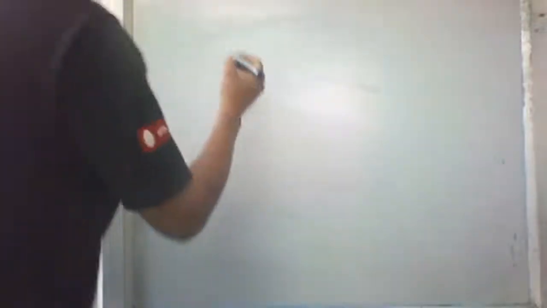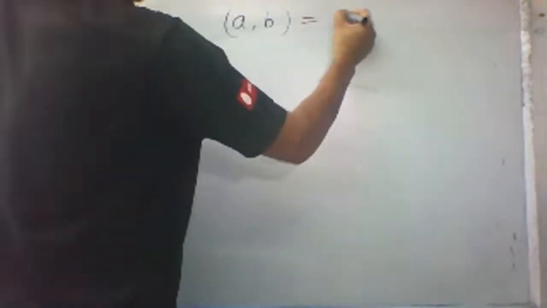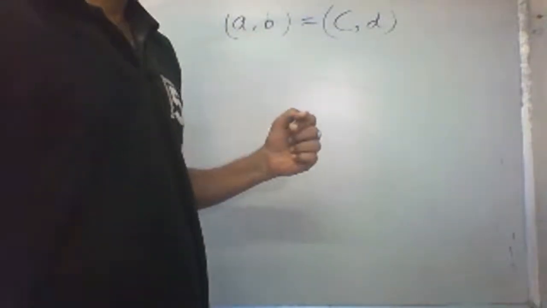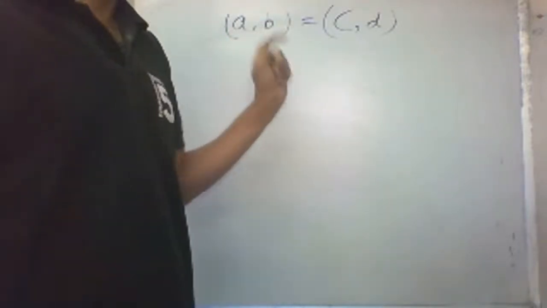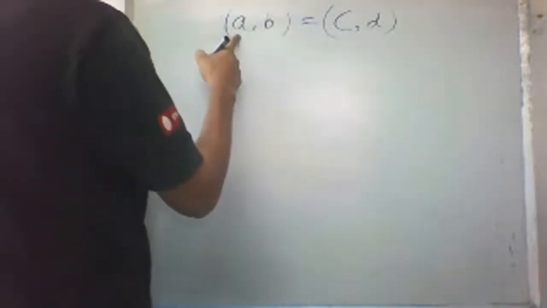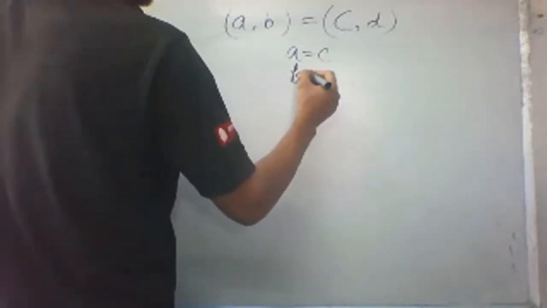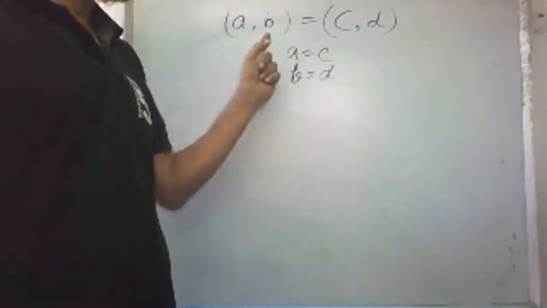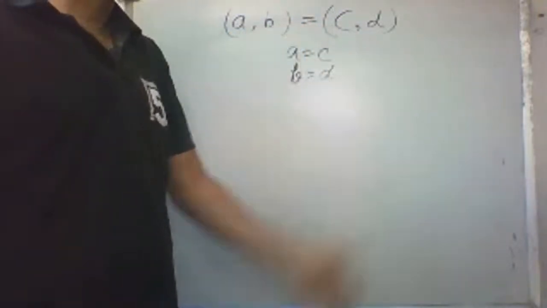Suppose I say one ordered pair is (A, B), and this ordered pair is equal to (C, D). These both ordered pairs are equal. Then this can be true only in the case when their components are equal. What does it mean? Abscissa will be equal to abscissa, so A is equal to C, and B is equal to D. Abscissa will be equal to abscissa and ordinate will be equal to ordinate, only when both ordered pairs are similar.